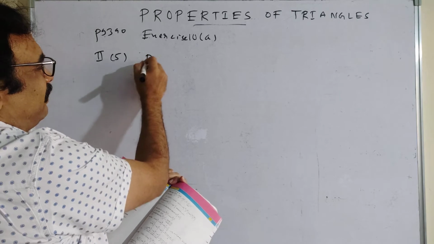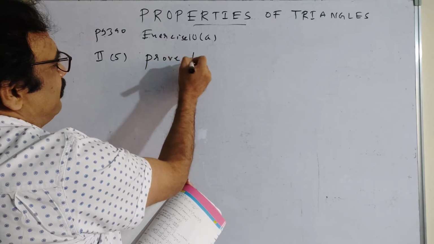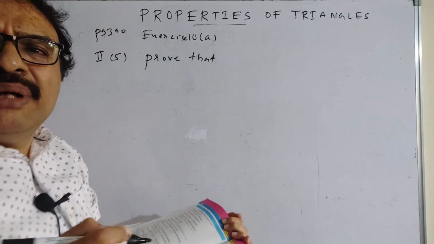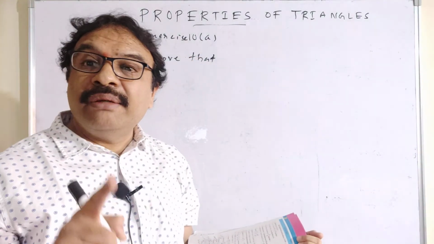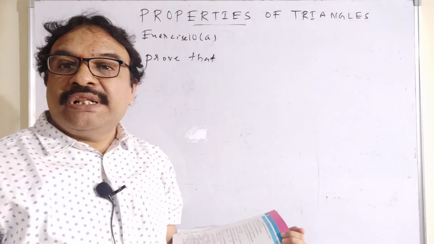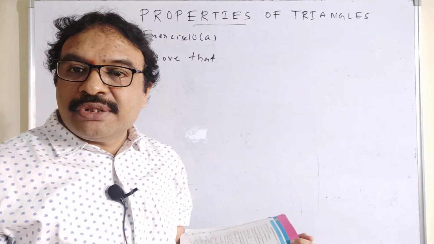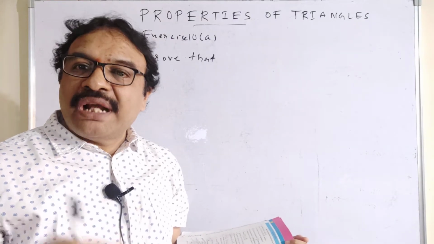What is given? Prove that. Whenever he is asking anything, by default you have to understand that it is a triangle ABC. That is a default sentence for all the problems, because you are talking about properties of triangles only, so it is indirectly imbibed into the triangle.